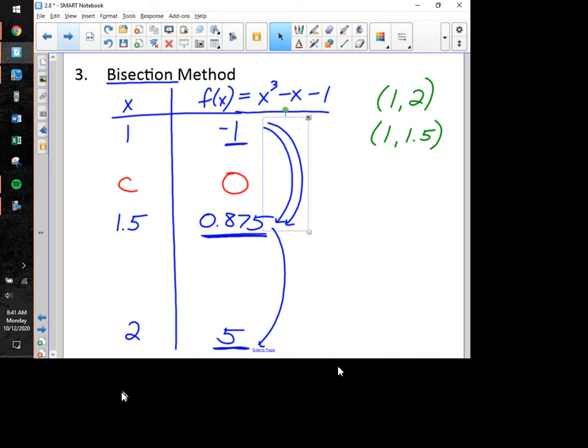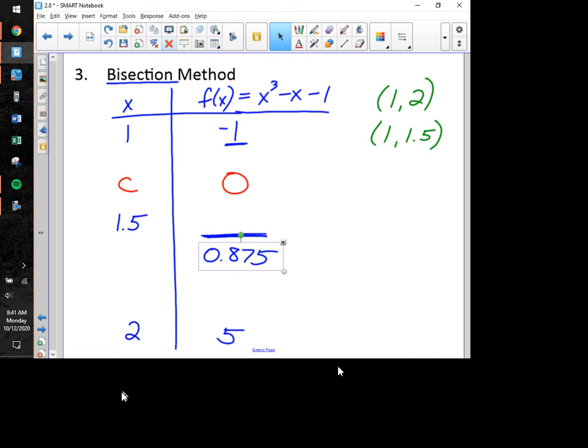So let me clean some things up here just a little bit. Let me get rid of that and that and that. And this isn't going to look perfect here, guys, but I'm going to move this down.